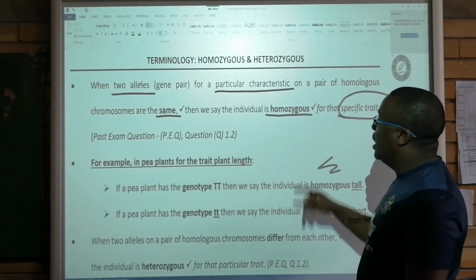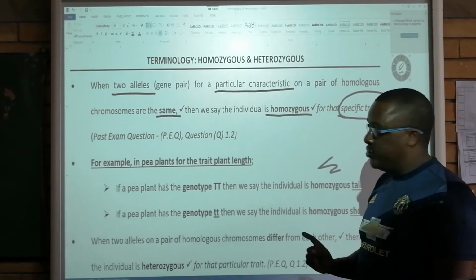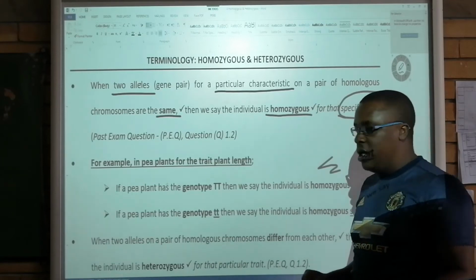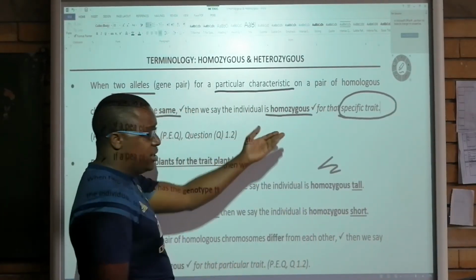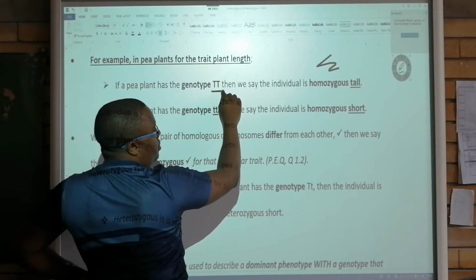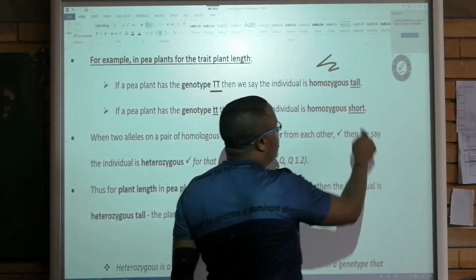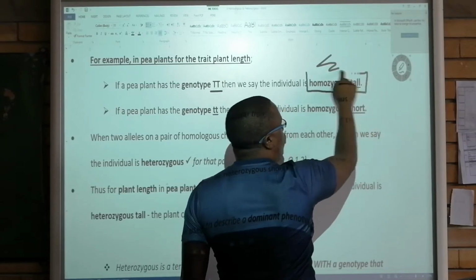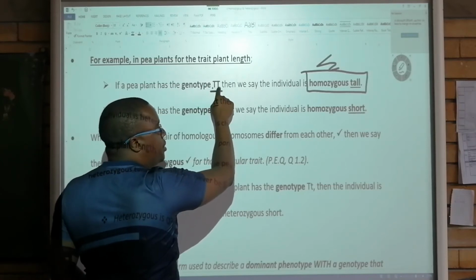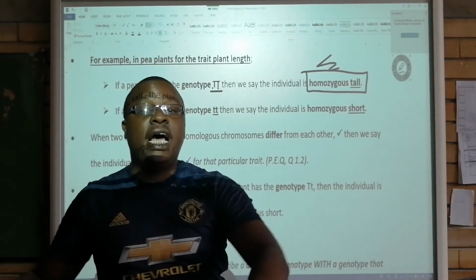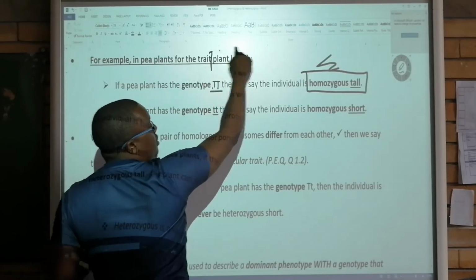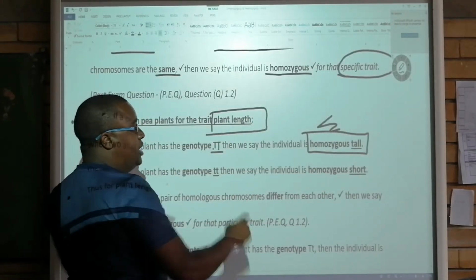When two alleles for a trait are the same, then the individual is homozygous for that specific trait. So let's go back to our plant. What does this mean? And this is the first question. If a pea plant has a genotype like this, then we say that the individual is homozygous tall. Why? Because the two alleles for a specific trait, in other words, the two alleles for the trait of plant height, these two alleles are the same.